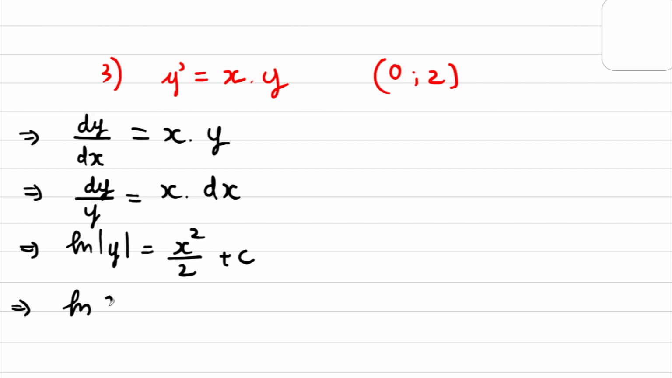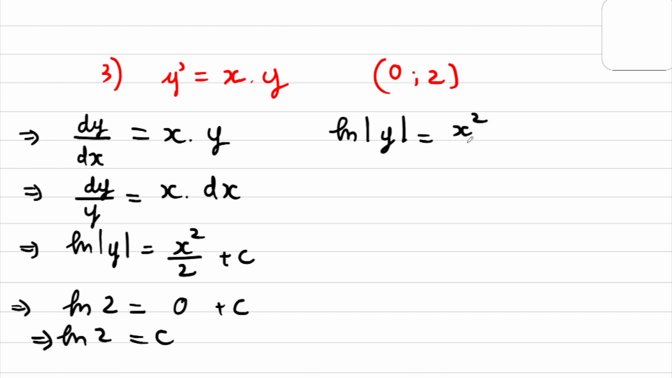You have here ln 2, and this one equals 0. So c equals ln 2. And what is the final answer for this question? You get ln absolute value of y equals x squared divided by 2, and then plus ln 2, like this.